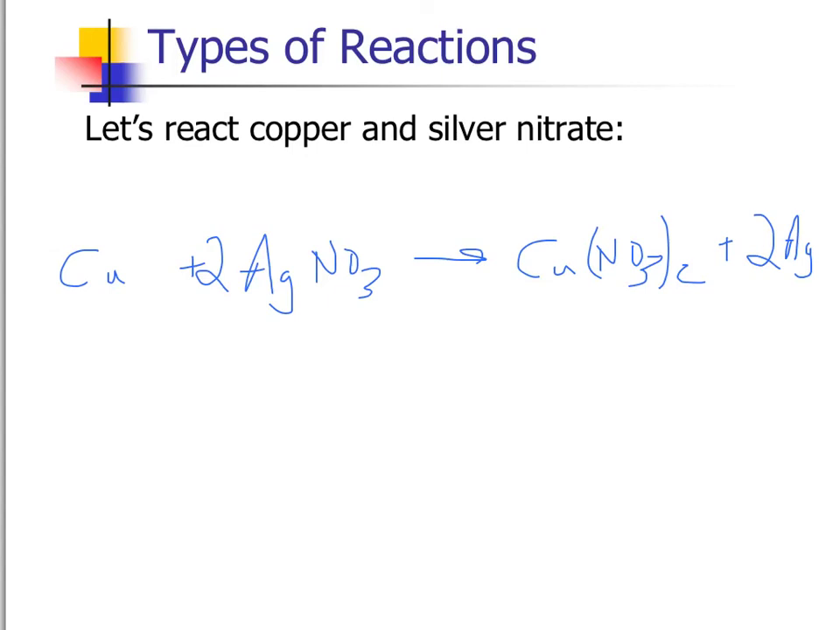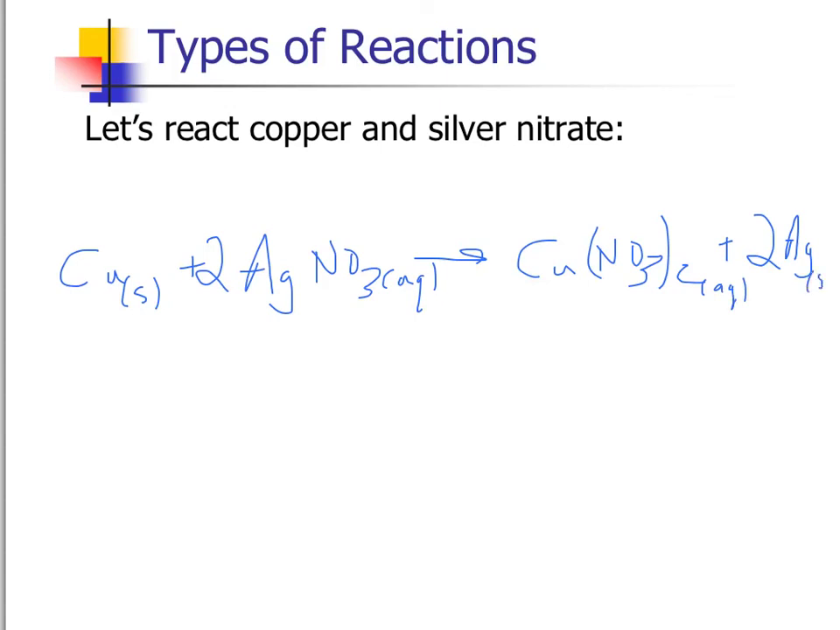You should also put in your states. Copper is a solid at room temperature. This silver nitrate is an ionic compound in a single displacement reaction, and it's on the left side of the arrow. It has to be aq in order for this reaction to happen. Ionic compounds on the right side of the arrow, like copper nitrate, you have to look up on your solubility table. You'll notice that nitrate isn't on the table that I gave you. That means that it's always aqueous.